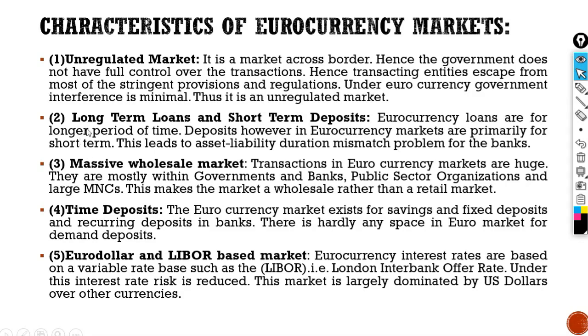Second characteristic is that it is a long-term loan and short-term deposit. Euro currency loans are for longer periods of time. However, the deposits in euro currency markets are primarily for short term. This leads to an asset liability duration mismatch problem for the bank. So in euro currency, the loans are basically for a longer period of time, but the deposits are for a shorter period of time. So this can create a mismatch problem for the bank.